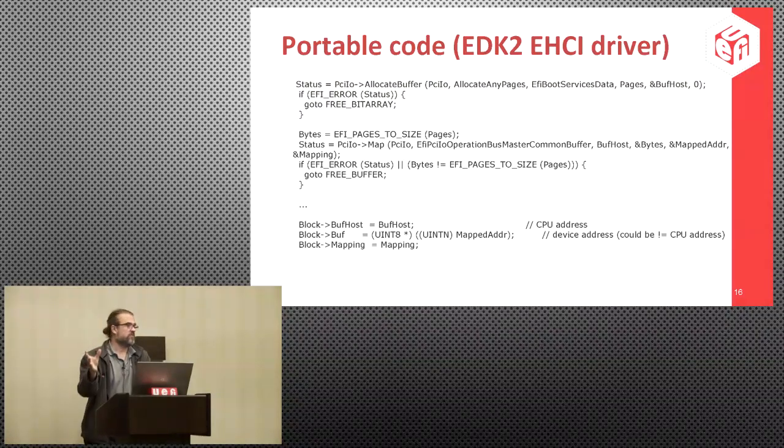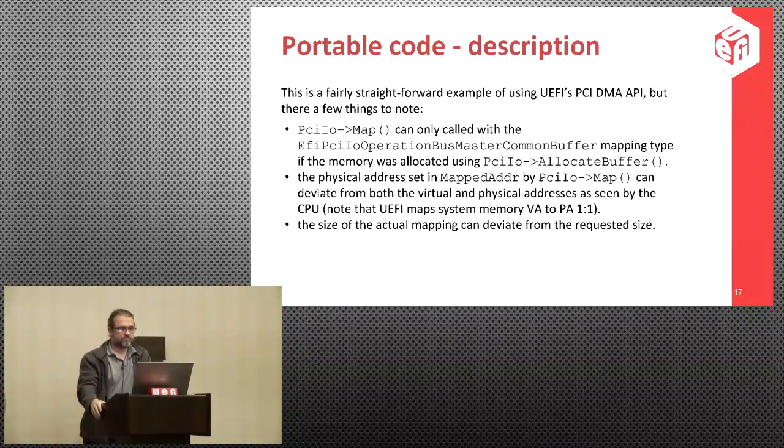That may be different from the host address that your CPU actually uses to access the same memory, because there may be translation involved. The size of the map could also deviate. That's not something you often see in practice, but it's another thing you should check. But the most important part is that you map in the first place, and if you do map, then you use the device address, not the host address, to pass into the device.